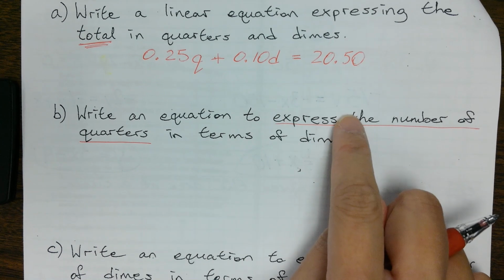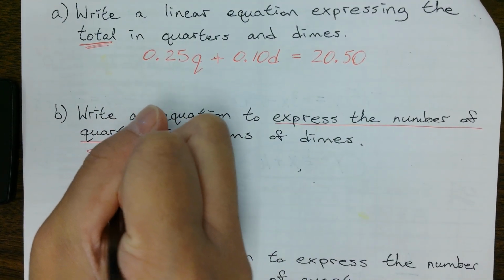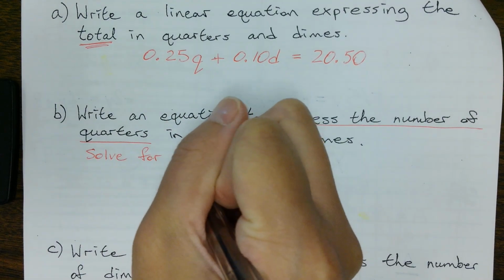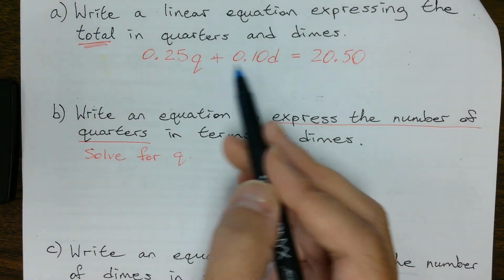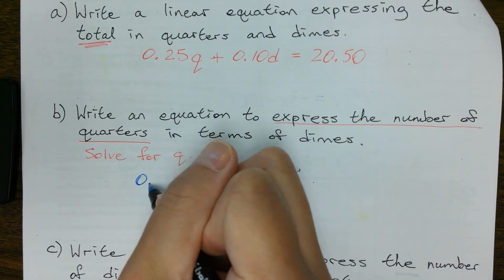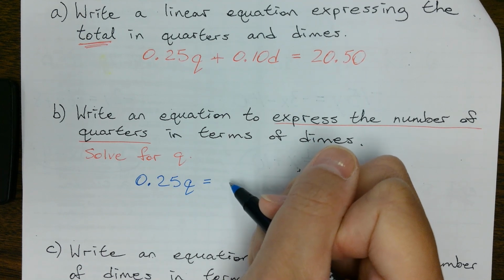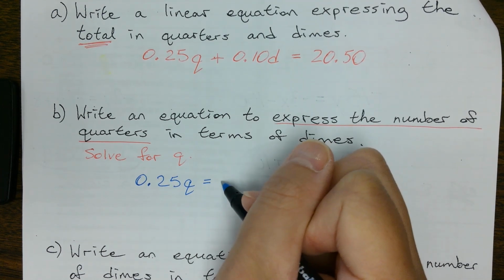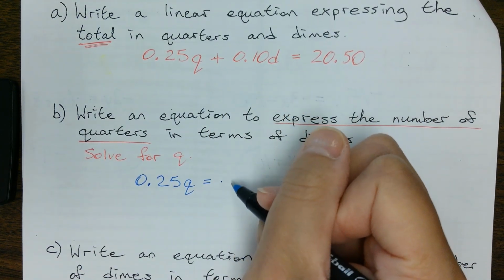So all you have to care about is when I say express for the number of quarters, it means solve for Q. Solve for Q. Right? Don't worry about the part where it says in terms of dimes. In terms of dimes just means your equation should have dimes in it. Okay. So that means I'm going to move this over. So I get 0.25Q equal what? I have to move this term over. Brianna?